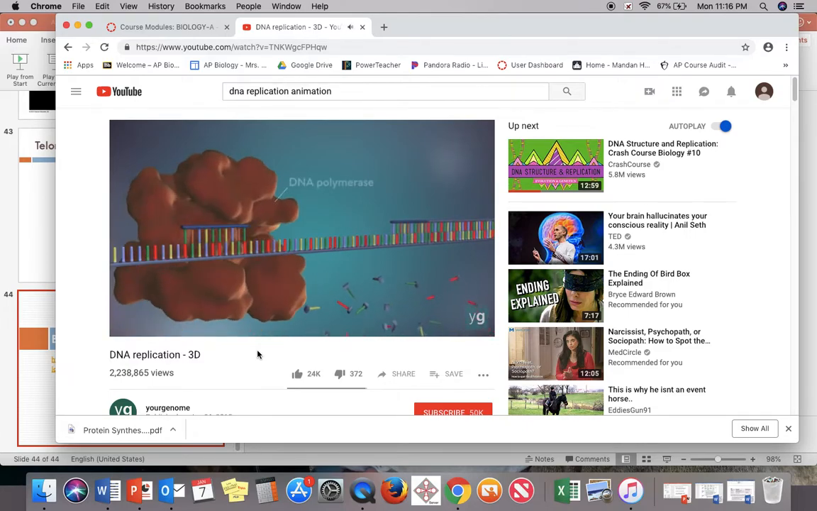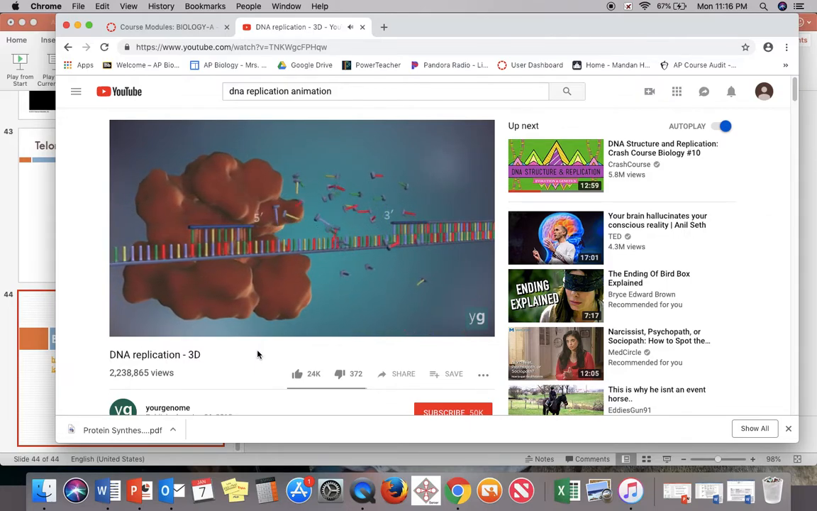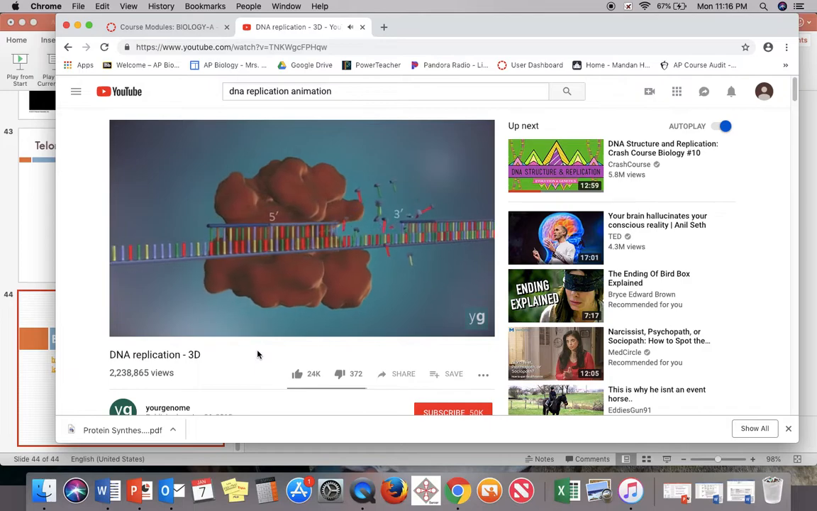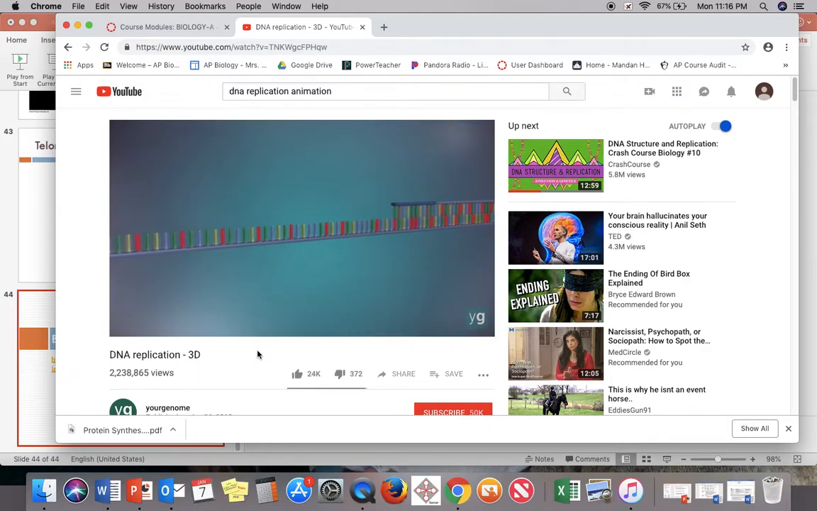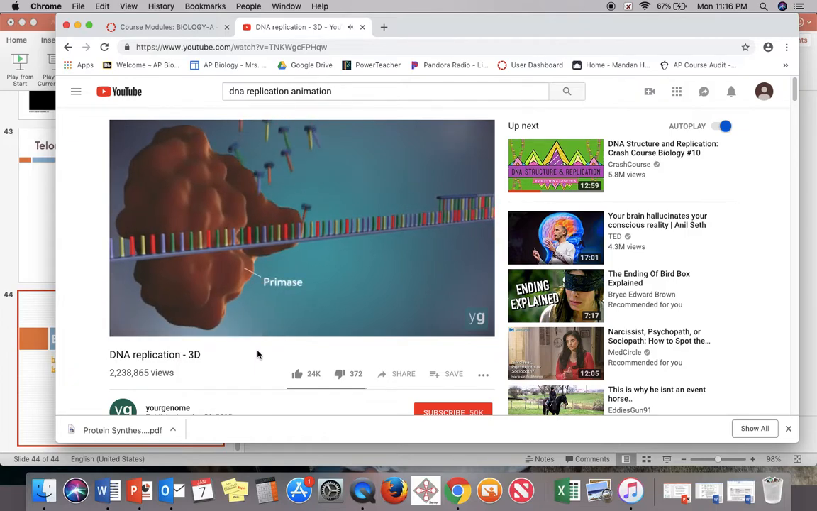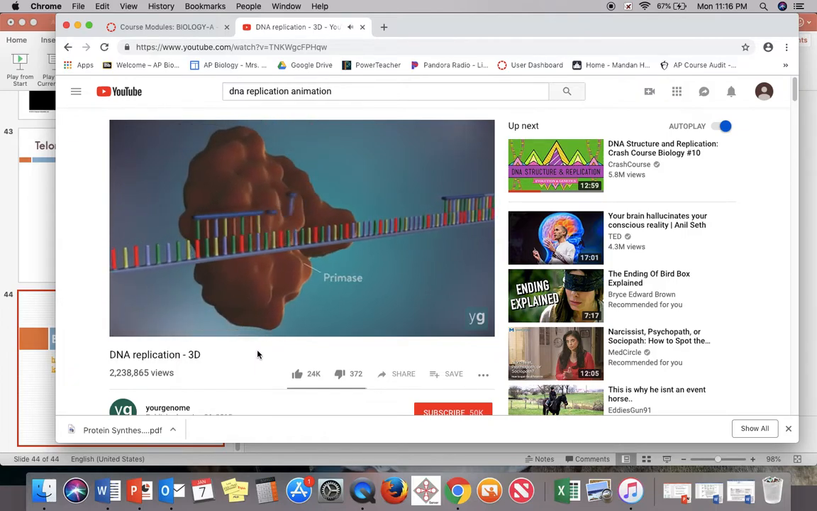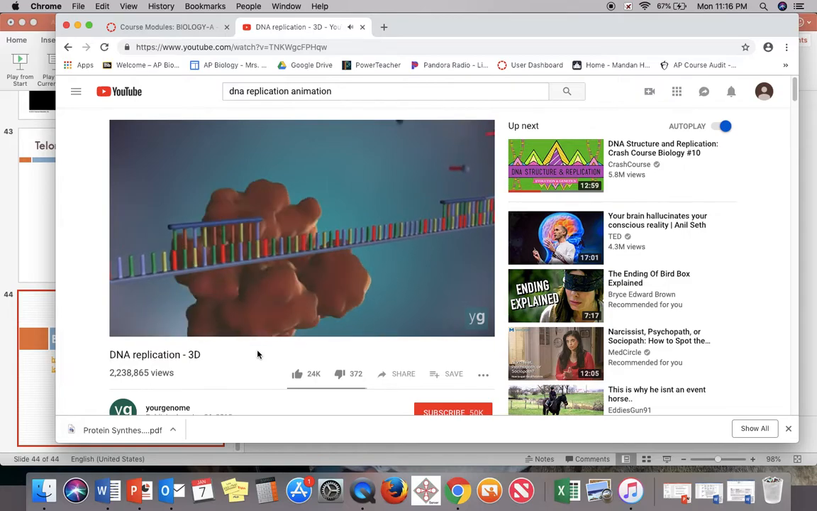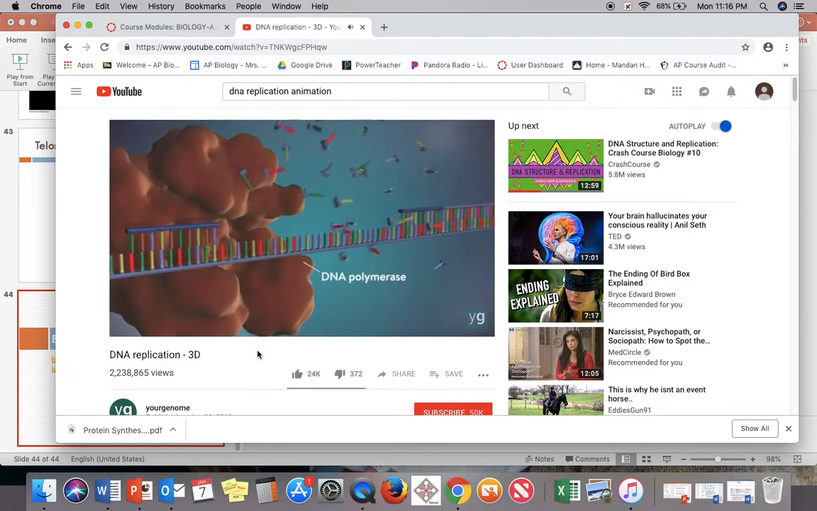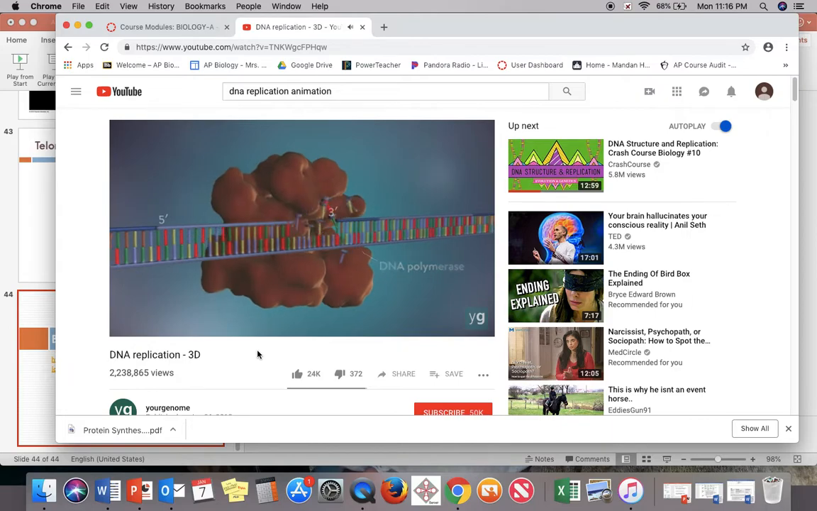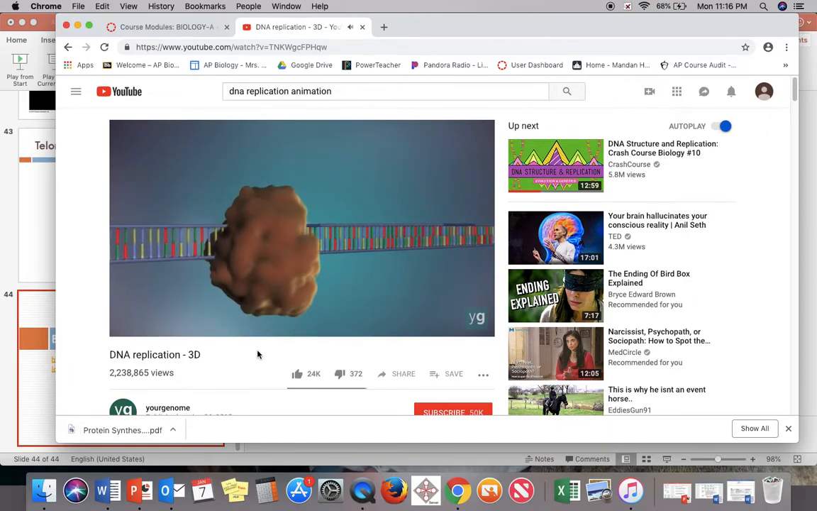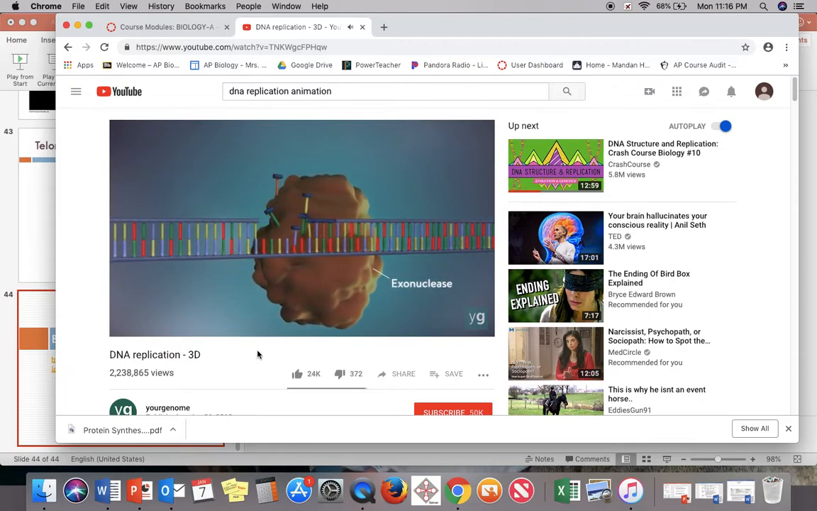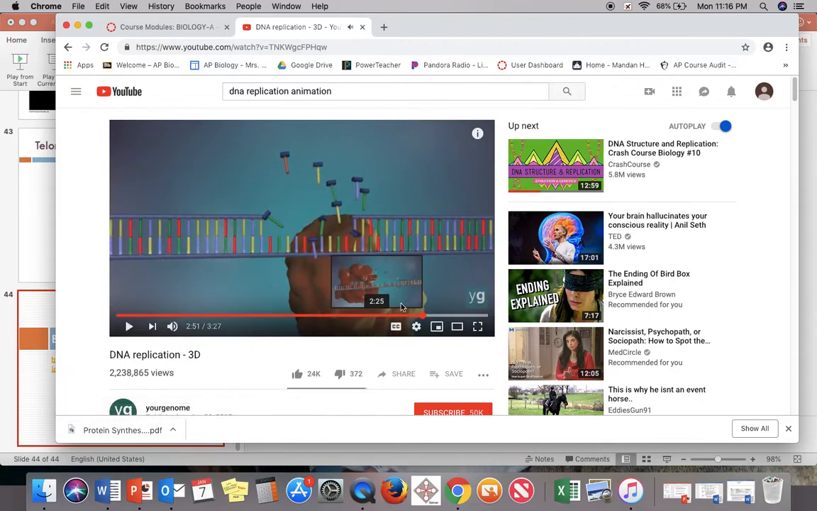DNA polymerase then adds a short row of DNA bases in the 5' to 3' direction. The next primer is then added further down the lagging strand. Another Okazaki fragment is then made, and the process is repeated again. Once the new DNA has been made, the enzyme exonuclease removes all the RNA primers.